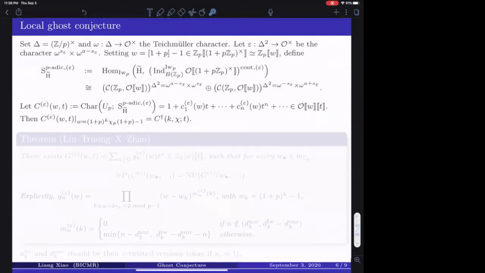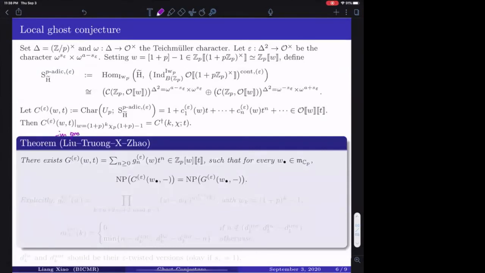Here is, maybe I should say, a theorem in progress: there is a combinatorially defined so-called ghost series. This name comes from Bergdall and Pollack's paper, and we'll see it in a bit. The point is that I want to approximate these characteristic power series, things that you can't really compute explicitly, so we want to find some sort of toy model for what they could be.